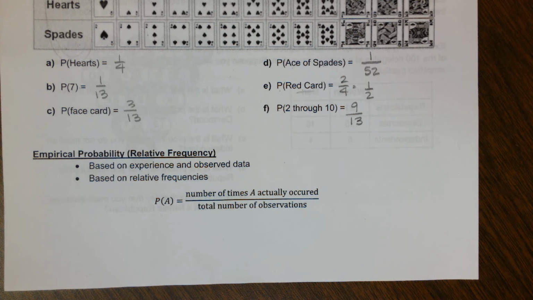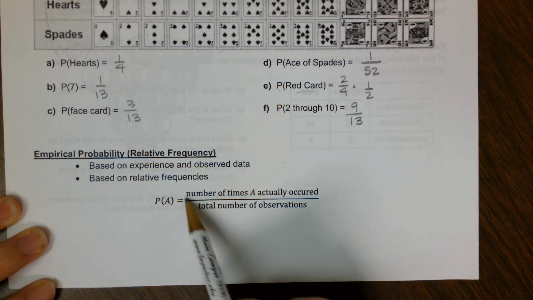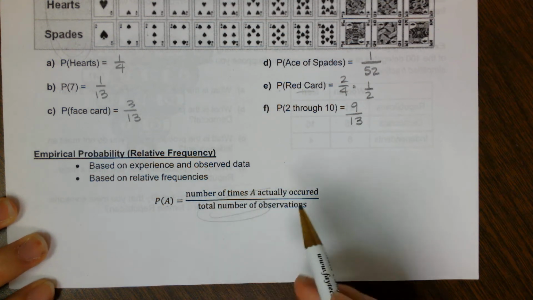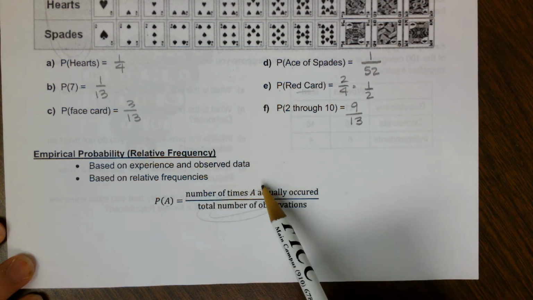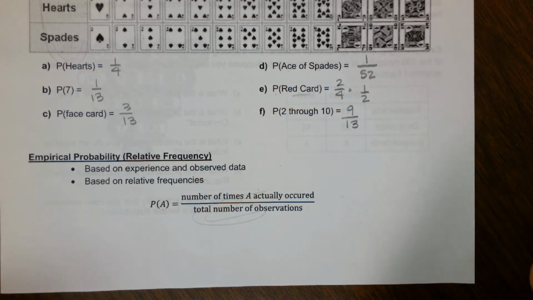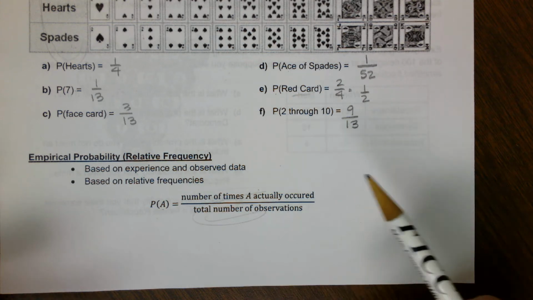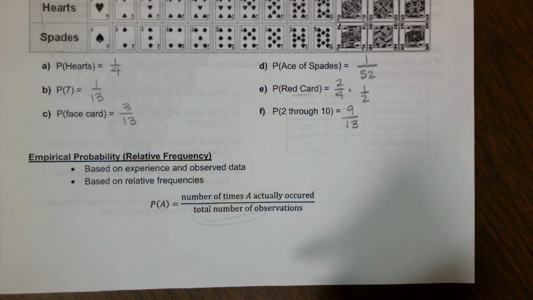So we look at something that actually happened. So the probability of that would be the number of times that actually occurred over the total number of times we did it. So again, it's just the relative frequency is the part over the whole. It's exactly the same, really. We're just calling it probability instead of frequency, and we're going to put it as a decimal instead of a percent.